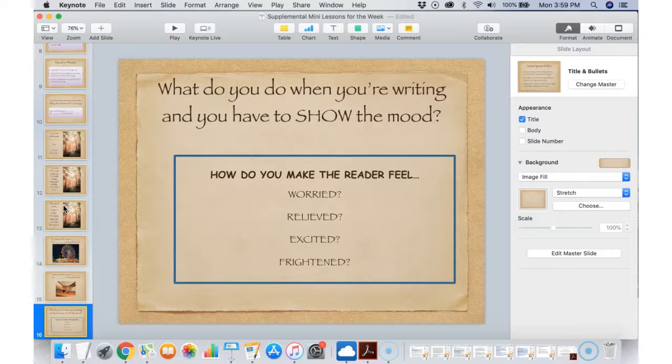So what do you do when you're writing and you have to show the mood? This is where it comes down to, okay, how are you going to make the reader feel worried? Or how are you going to make the reader feel relieved? How are you going to make the reader feel excited? Or how are you going to make the reader feel frightened?